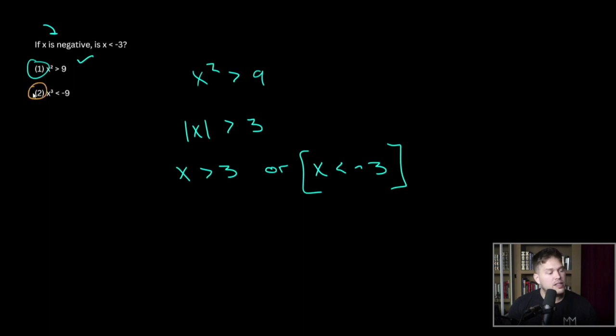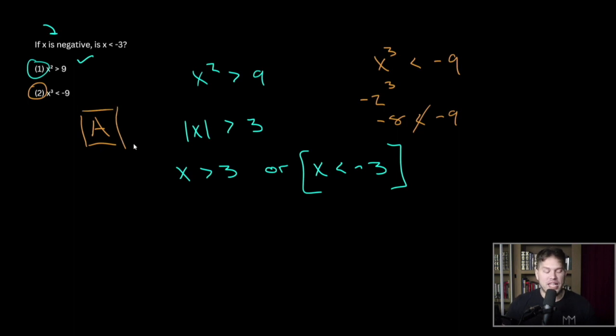Statement 2 says x cubed is less than negative 9. Well, we're told in the question that x is negative, so if I just plug in negative 2 here, I have negative 2 cubed is negative 8, and negative 8 is not less than negative 9. Therefore, statement 2 is not sufficient, so my answer here is going to just be answer choice A. Statement 1 alone is sufficient.